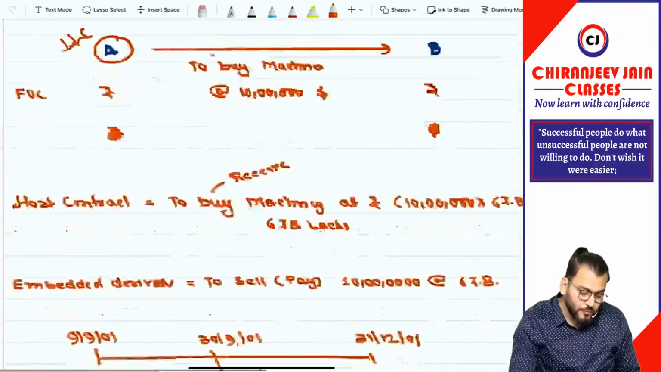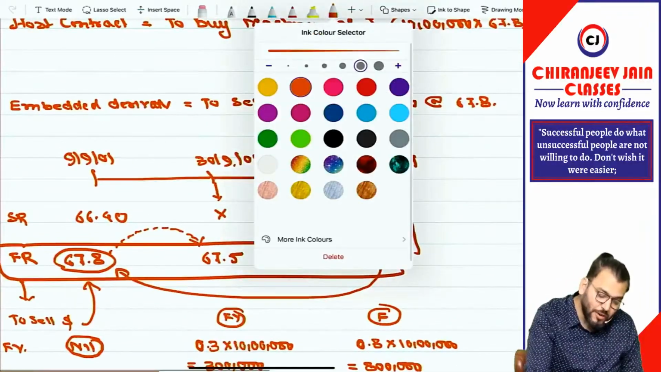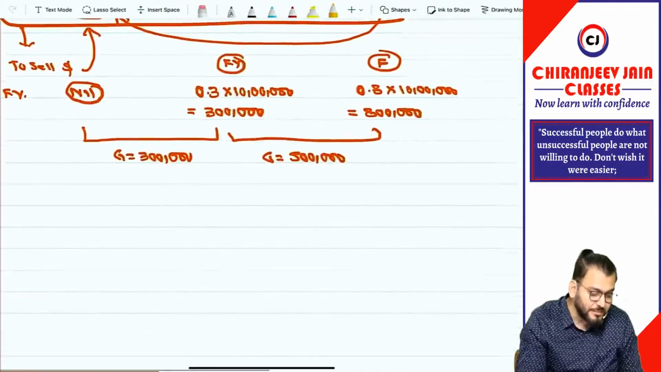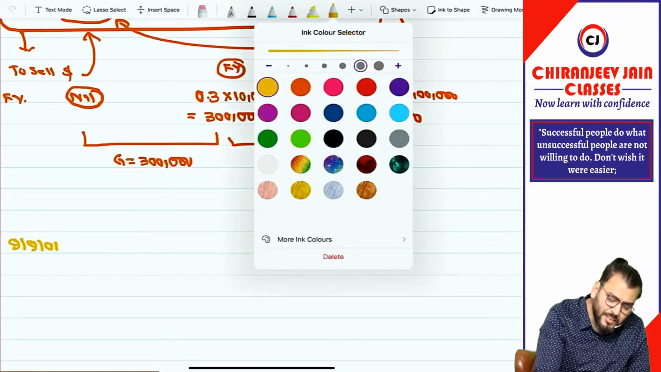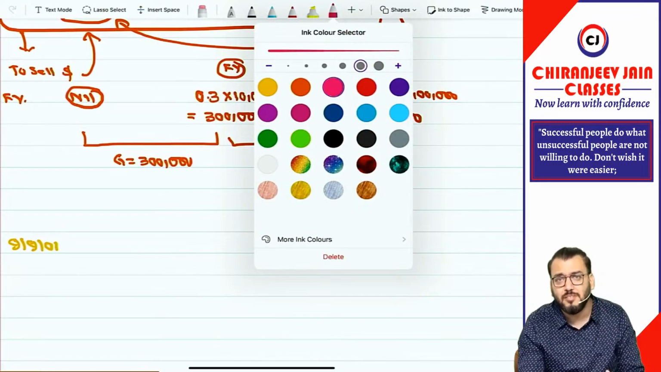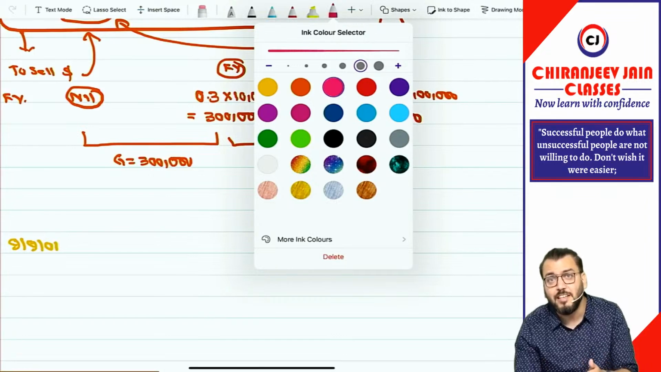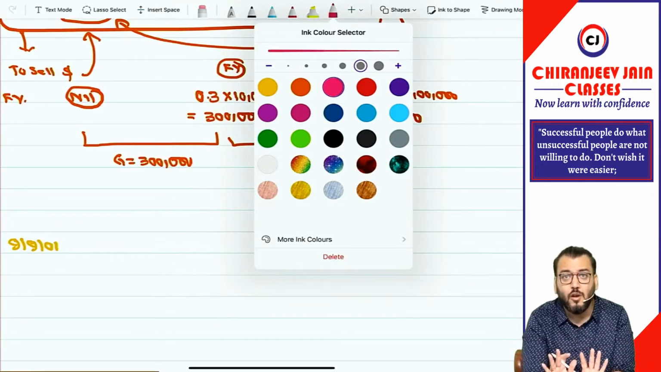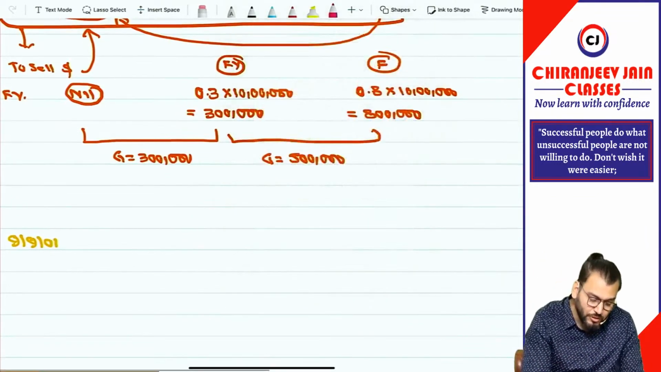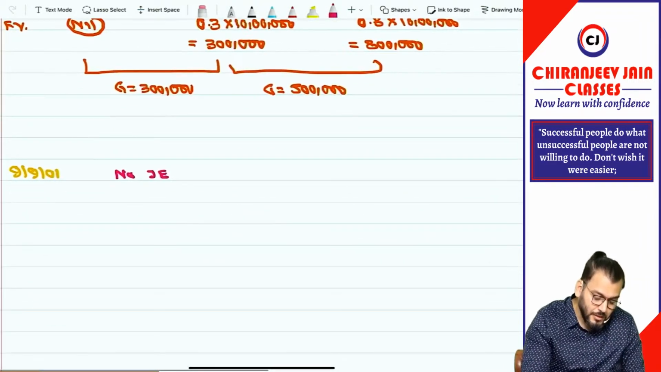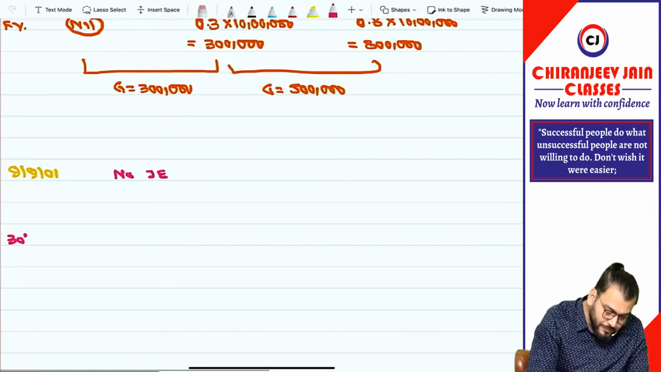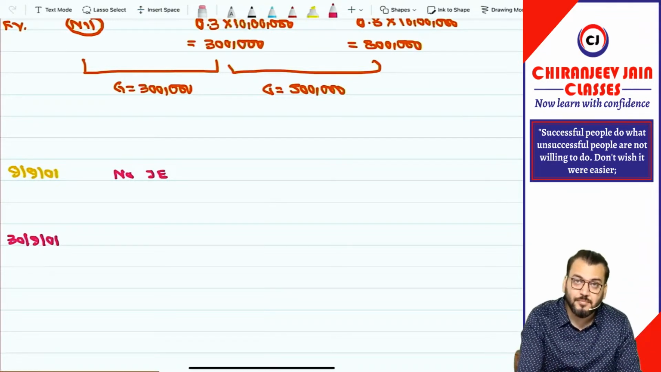Yes, sir. So first, for entering into the contract, when the contract was entered on 9 September 2000, there is no consideration paid for entering into the contract. Actually, till now we have not purchased the machinery, so no journal entry. Correct. Then on 30th September, we need to recognize one derivative asset.